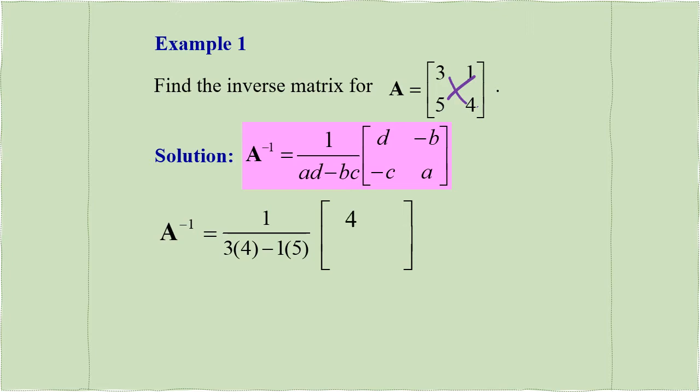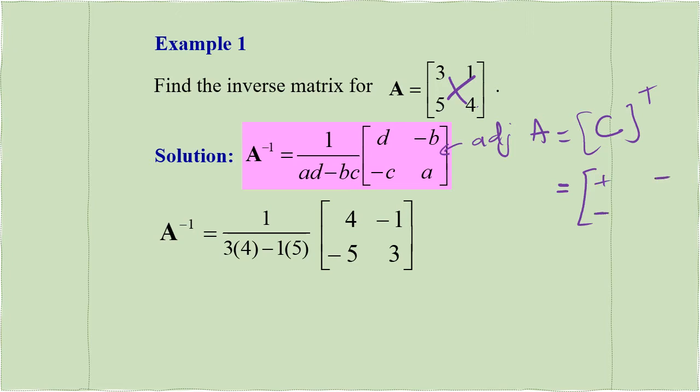So we get D equal to 4, negative B equal to negative 1, negative C equal to negative 5, and A equal to 3. So how do we get this? If this is your adjoint of matrix A, what is adjoint? Adjoint is cofactor transpose. So how do you get the cofactor for this matrix A? You get the minors with the signs plus, minus, minus, plus. So what are the minors for this matrix A?